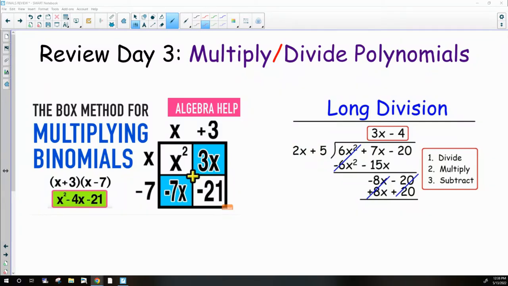Okay, so yesterday we finished factoring. We're done with factoring. A reminder: if you feel like your factoring skills are still scuffed, you can come fifth period or after school for help, okay?